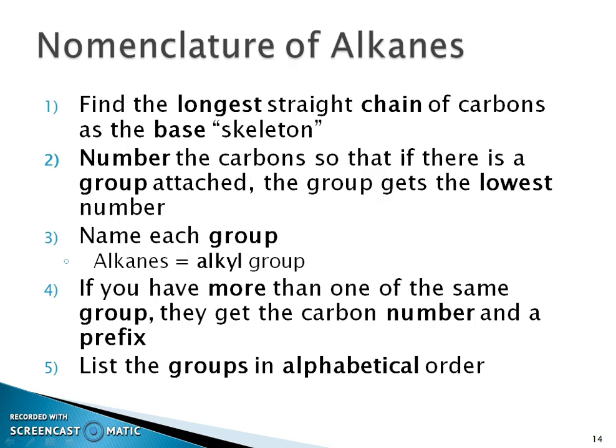So how do we name? Okay, nomenclature just means name. How do we name alkanes? Well, the first thing we want to do is find the longest chain, which is going to be our base or our skeleton. We're going to number the carbons so that if there is an attachment, like a methyl or an ethyl group, it's going to be on the lowest numbered carbon. Then you're going to name each group. These alkane groups are called alkyl groups. That's why we named them with the -yl. And if you have more than one of the same group, we're going to give it a prefix like di, just like we did. And other groups are going to be named alphabetically. Again, we'll see that as well.